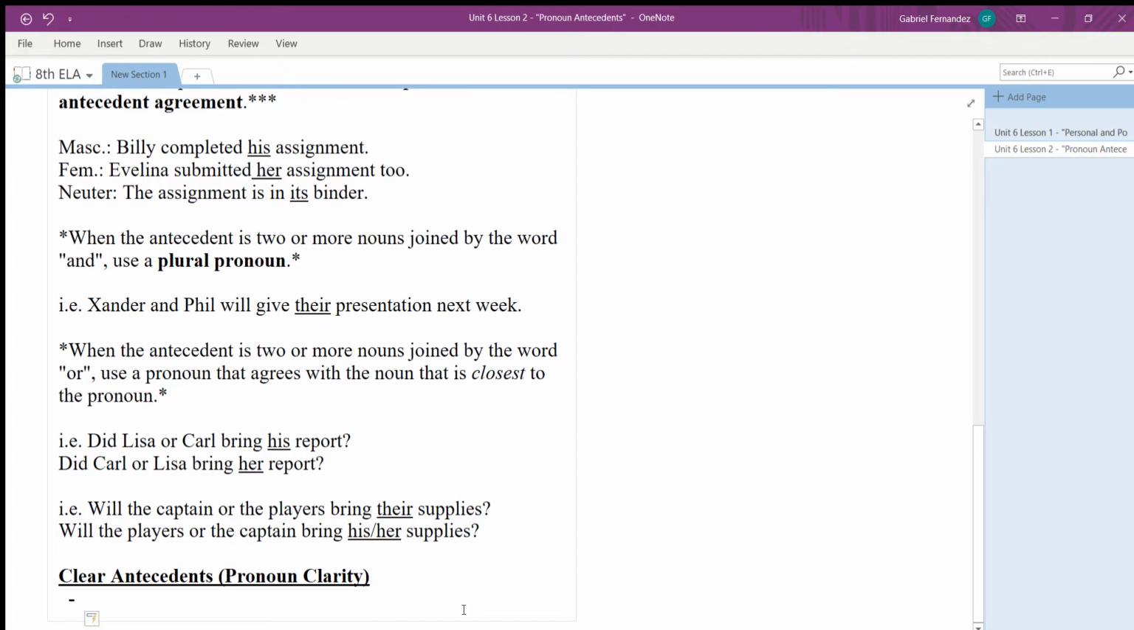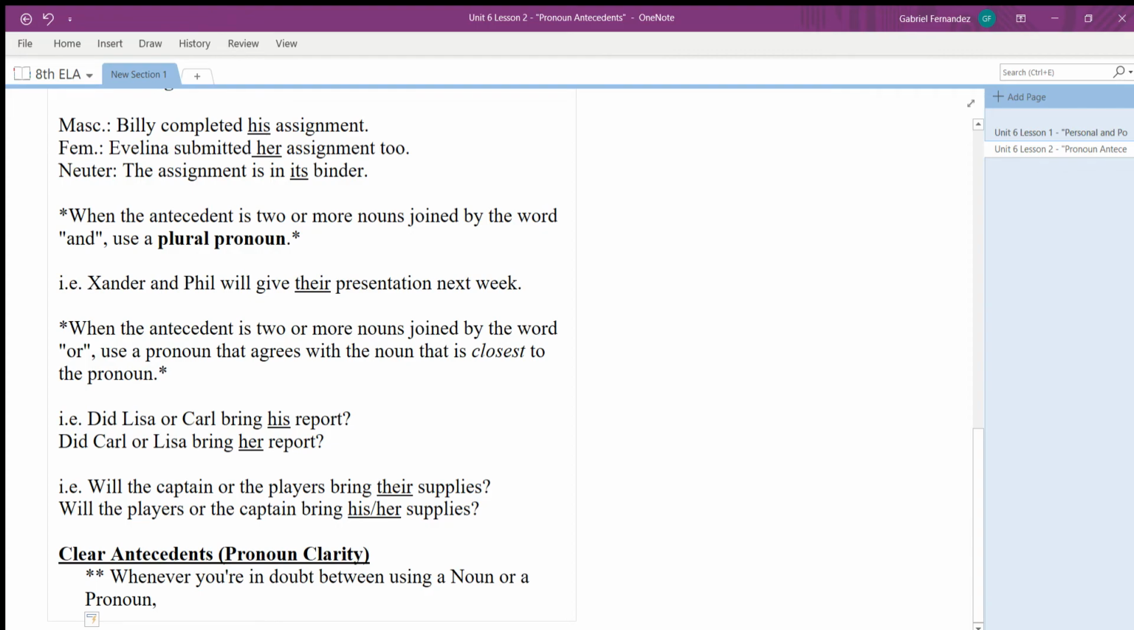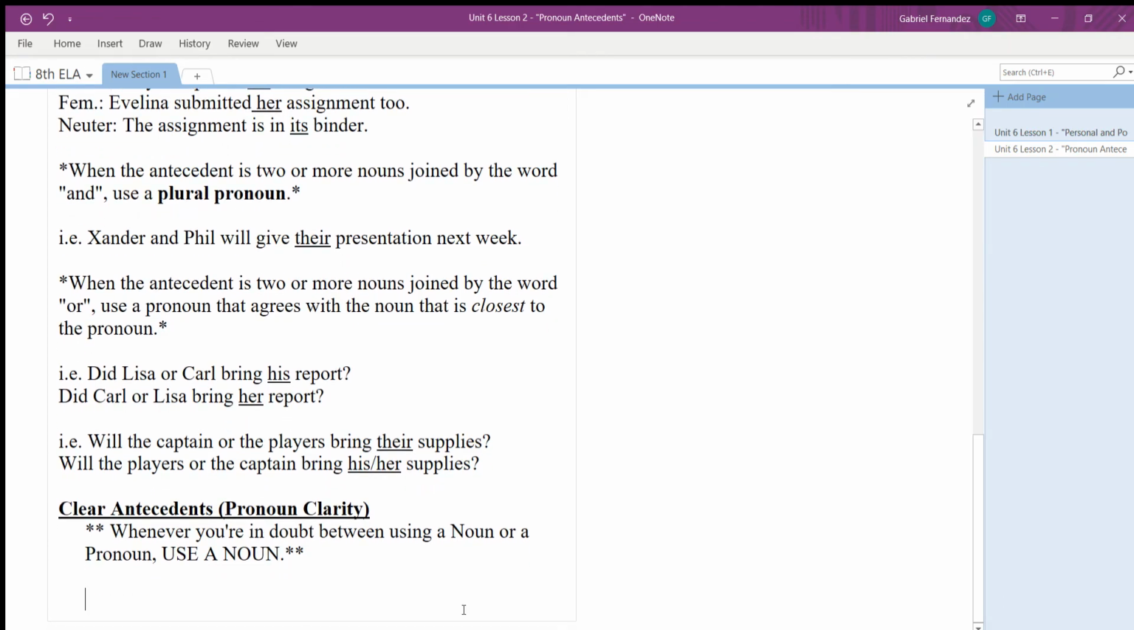Okay. The most important thing that Mr. G will tell you when it comes to writing with pronouns is that whenever you're in doubt between using a noun or a pronoun, if you ever have to second guess yourself, use a noun. It is better to be over-specific than it is to be under-specific and have the risk of using a pronoun when the reader or the person listening to you might not even be sure exactly which noun you're referring to.